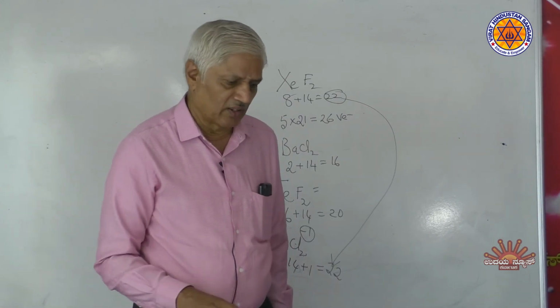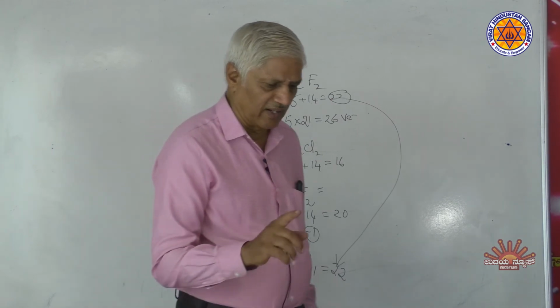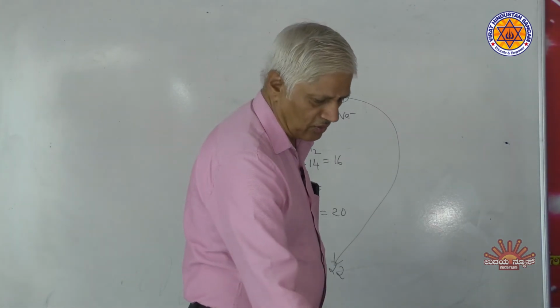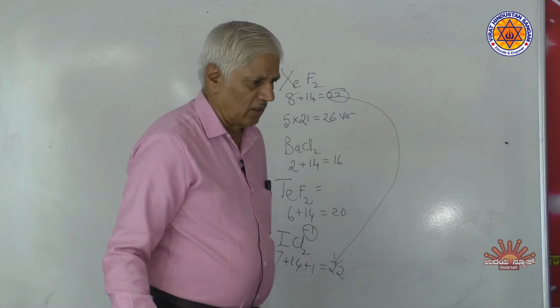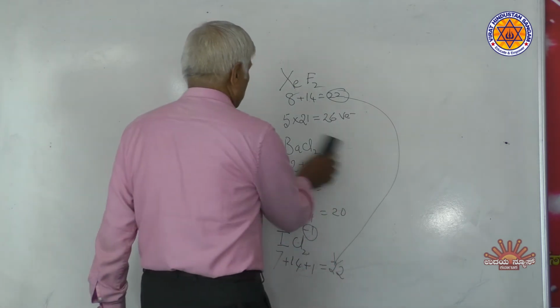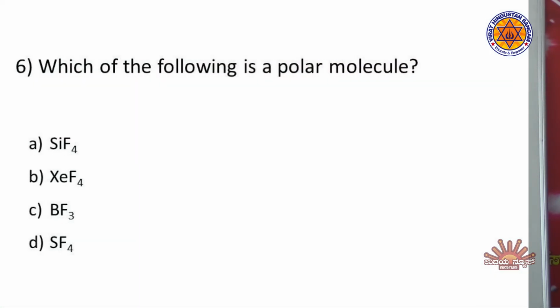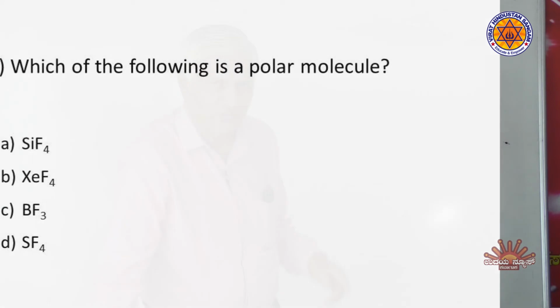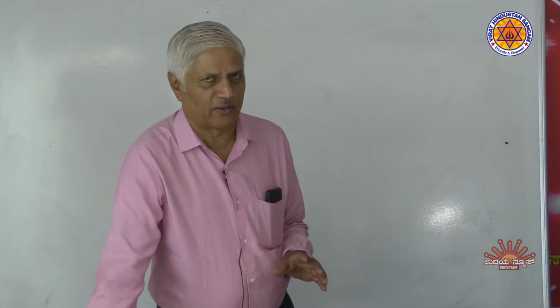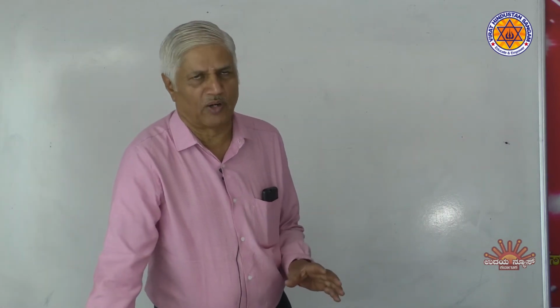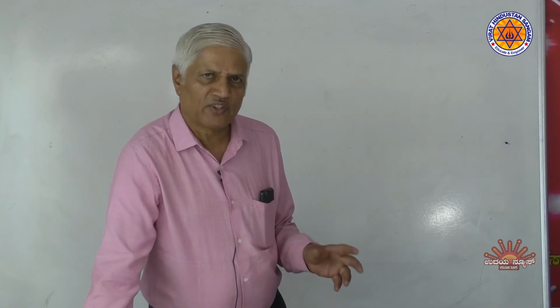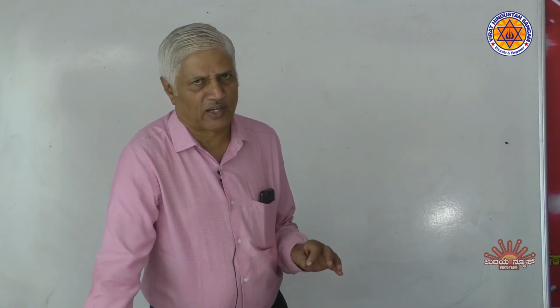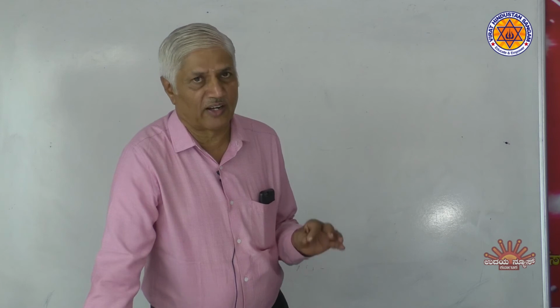So the answer is option D, D for Delhi. That was the question, answer. Question number 6. Not very easy again, question number 6. Which of the following is a polar molecule? You must first know what a polar molecule is. A polar molecule is a covalent molecule in which the combining atoms must have sufficient difference in electronegativity.